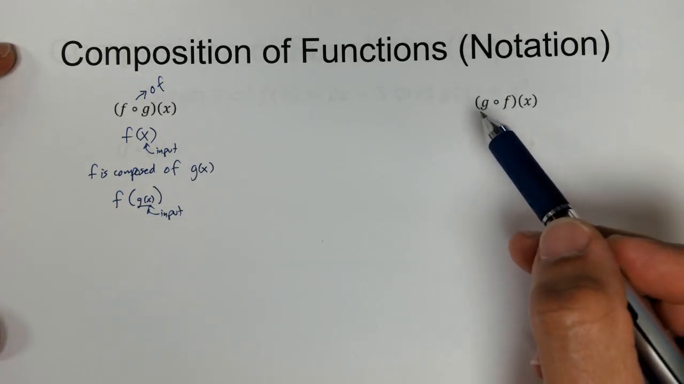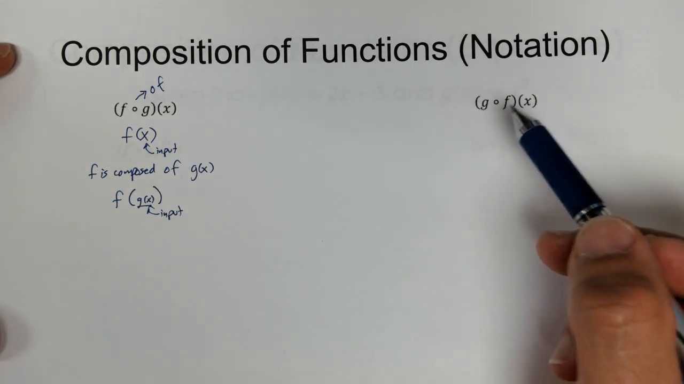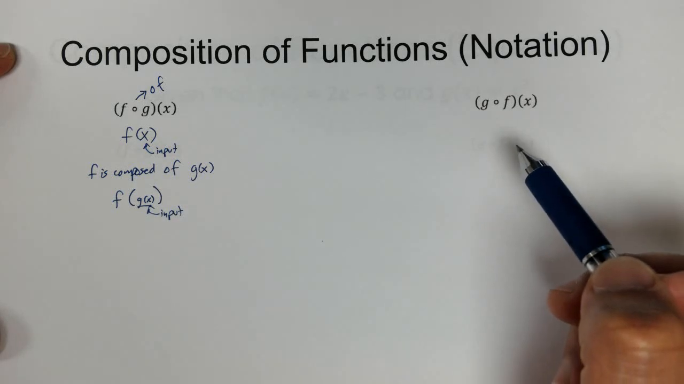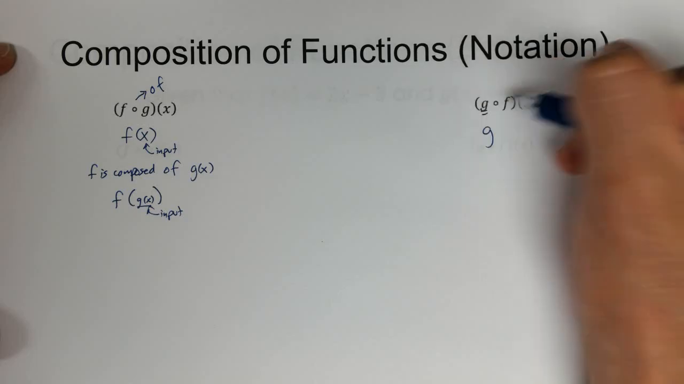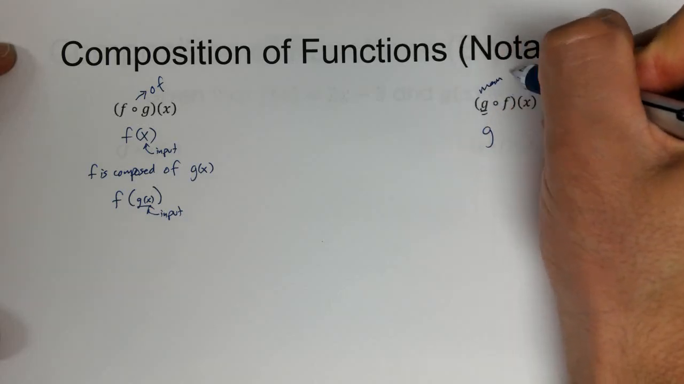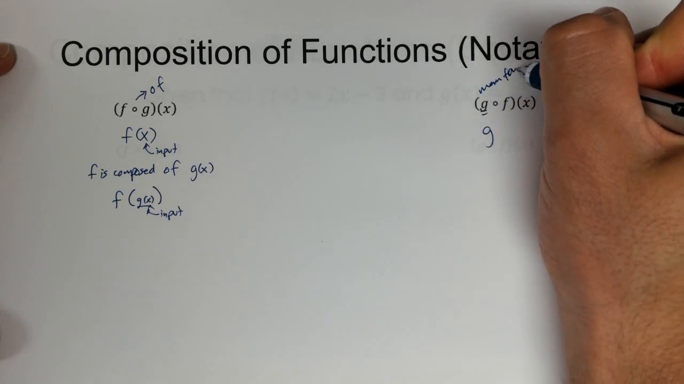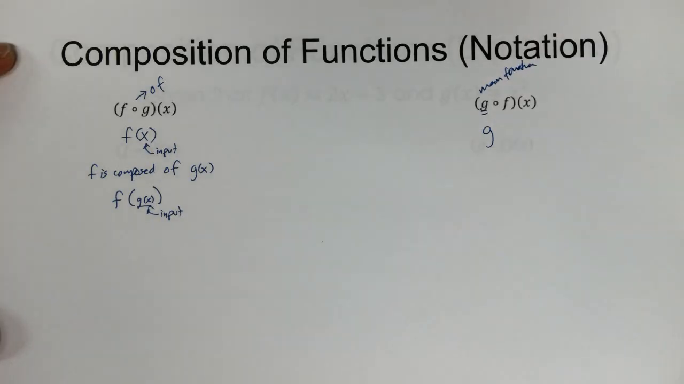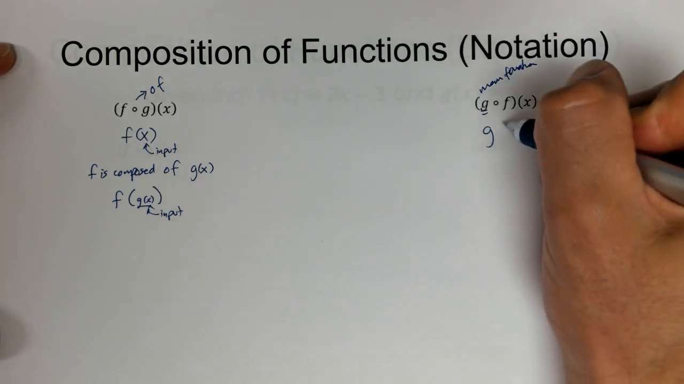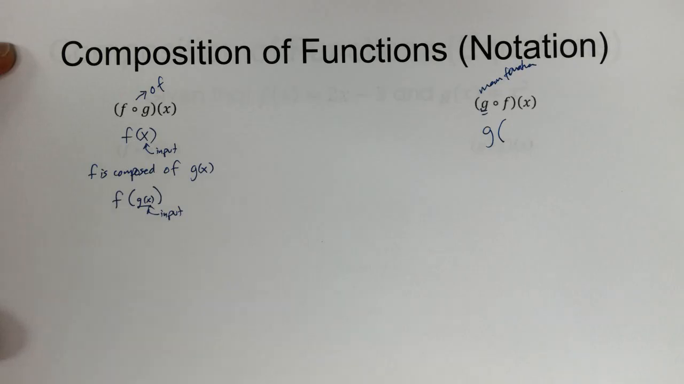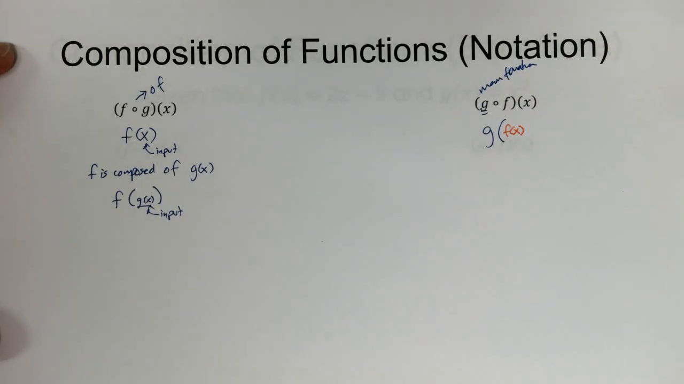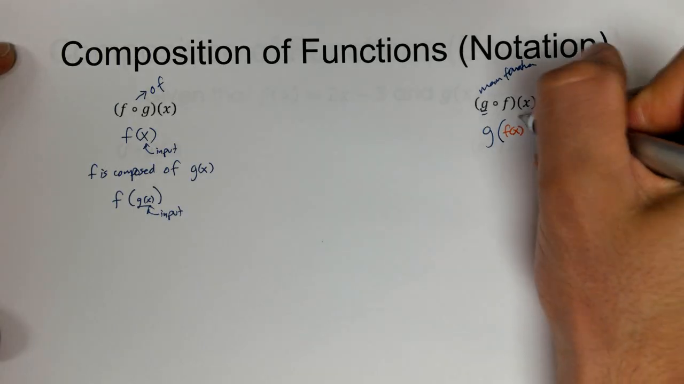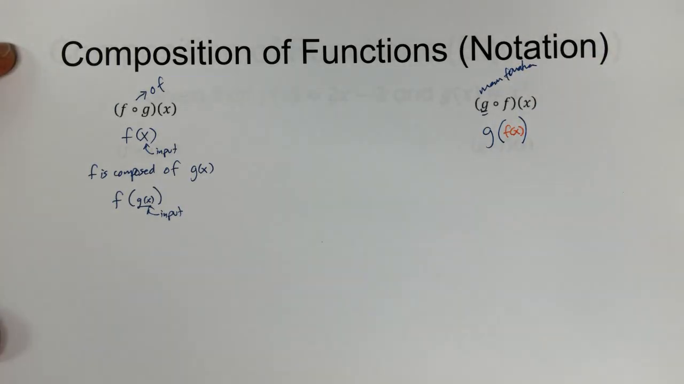Well, now we have g composed of f of x. What does that mean? It means we have g as the main function, and we're going to plug in, we'll do a different color, f of x as my input. g is composed of f of x.